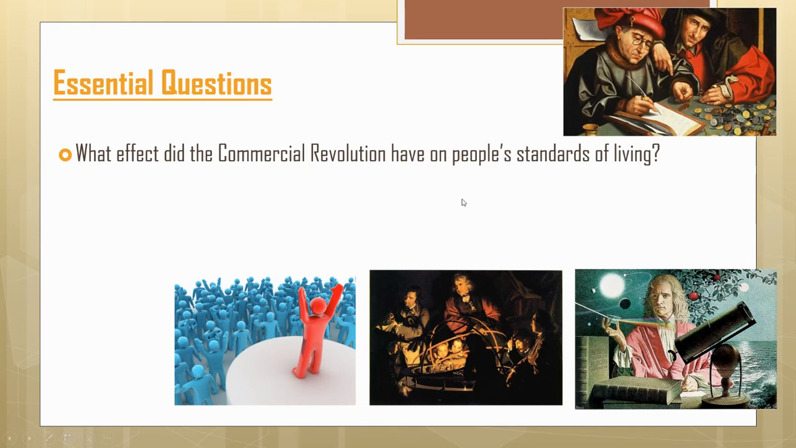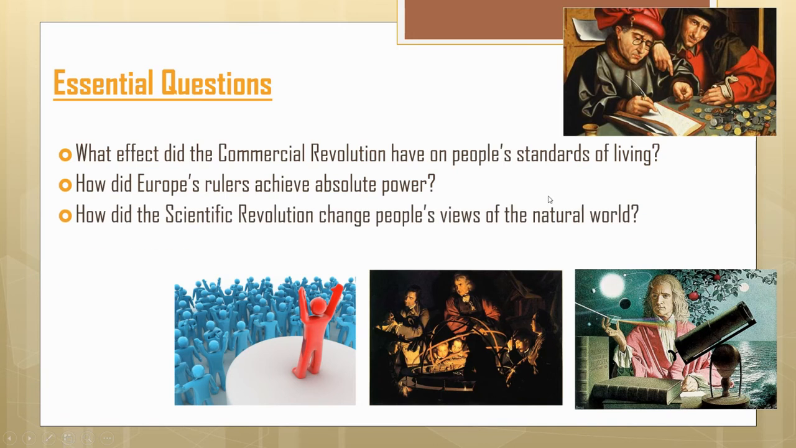what did the effects of the commercial revolution have on people's standards of living? In other words, the things that they had, the material things that they had, how did that change? How did Europe's rulers achieve absolute power? How did the scientific revolution change people's view of the natural world? And the last one, how modern was the Enlightenment?